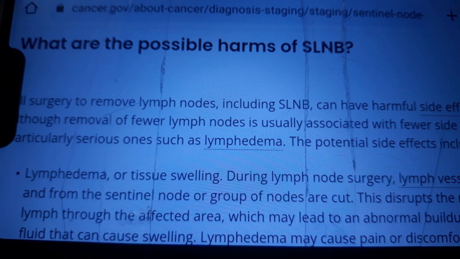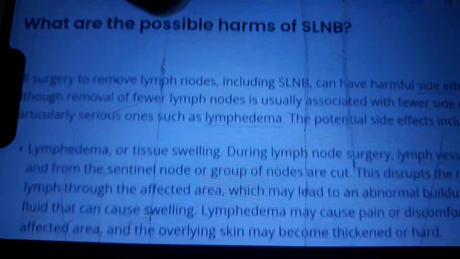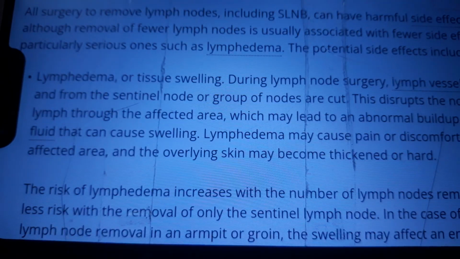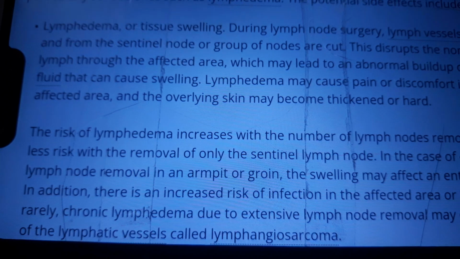Right, so what are the possible harms of SLNB? All surgery to remove lymph nodes, including SLNB, can have harmful side effects, although removal of fewer lymph nodes is usually associated with fewer side effects, particularly serious ones such as lymphedema. The potential side effects include lymphedema, or tissue swelling. During lymph node surgery, lymph vessels leading to and from the sentinel node or group of nodes are cut. This disrupts the normal flow of lymph through the affected area, which may lead to an abnormal buildup of lymph fluid that can cause swelling.